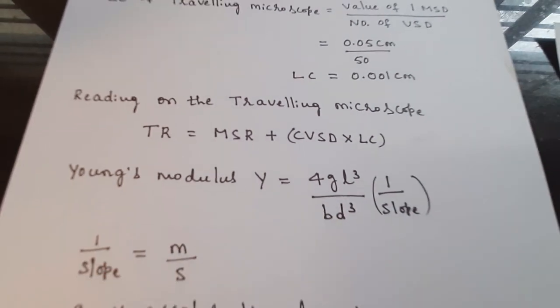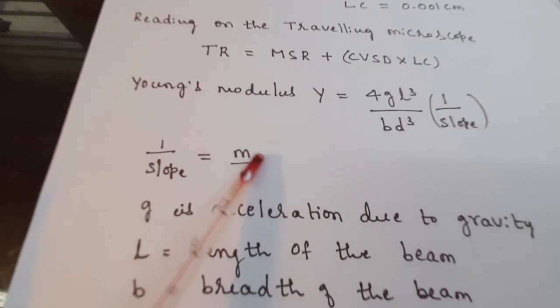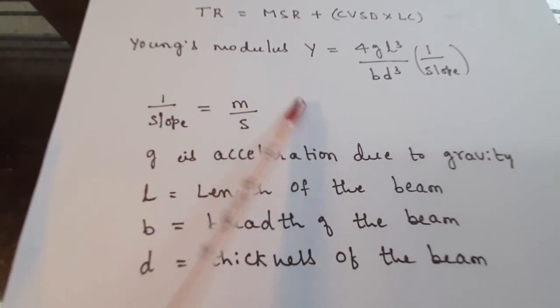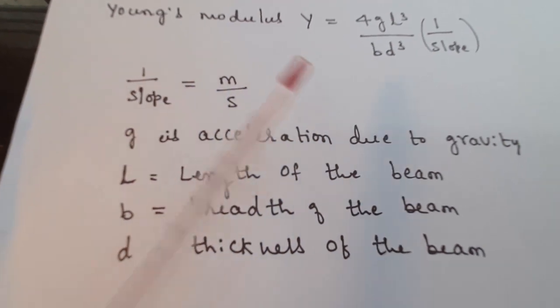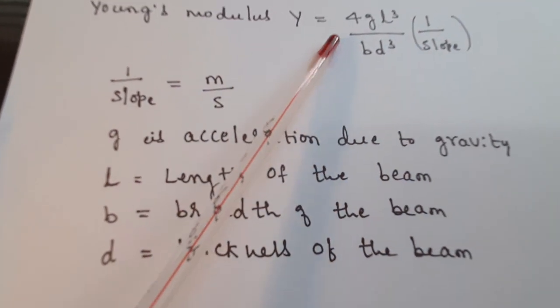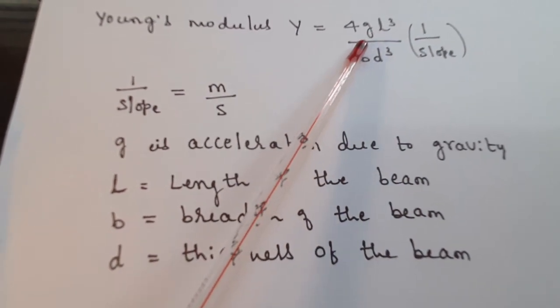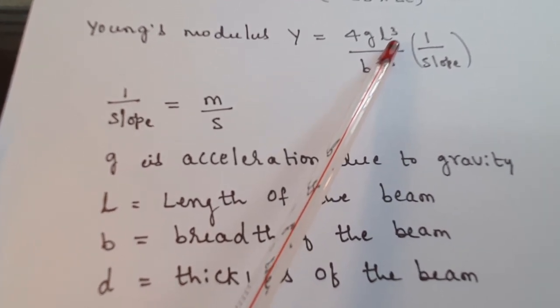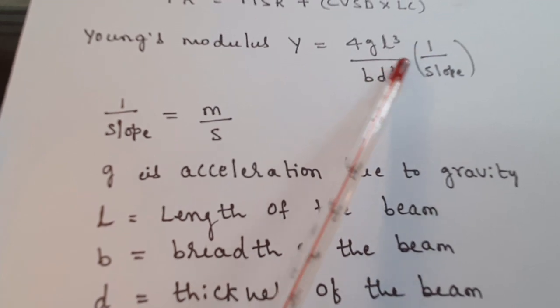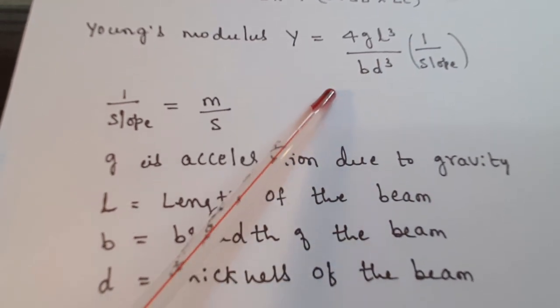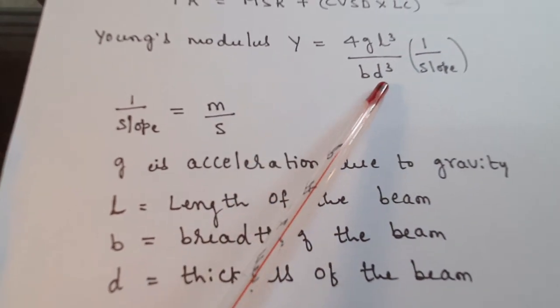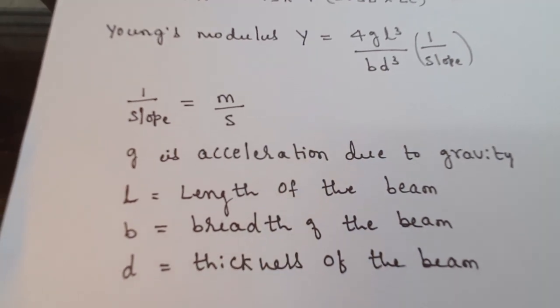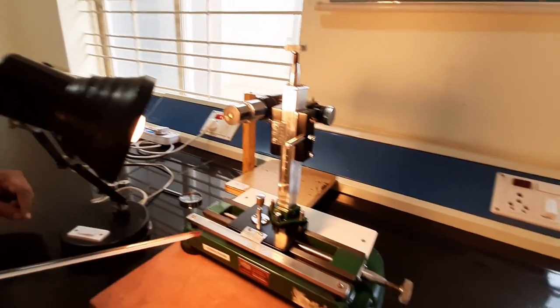So 1 by slope, this slope we will get from the graph. I will explain later how to draw the graph. Here in this formula, g is acceleration due to gravity, L is the length of the single cantilever in centimeters, b is the breadth of the beam and d is the thickness of the beam.